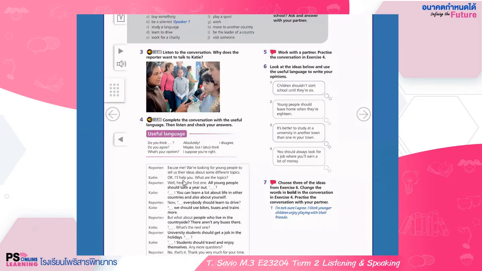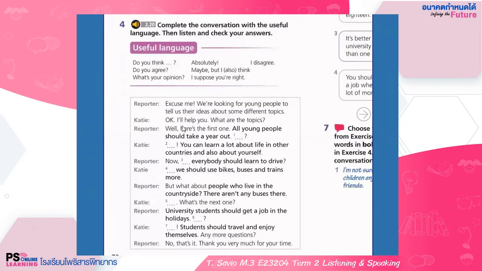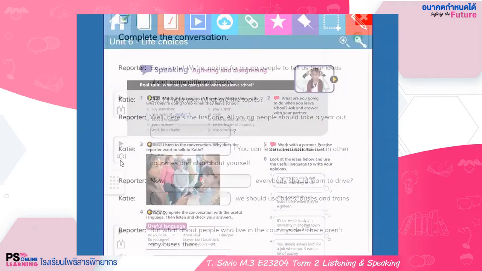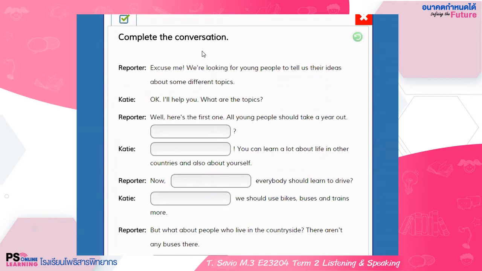Let's move on to exercise 4. Complete the conversation with the useful language, then listen and check your answers. Useful language: Do you think...? Absolutely. I disagree. Do you agree? Maybe, but I also think... What's your opinion? I suppose you're right. Complete the conversation.